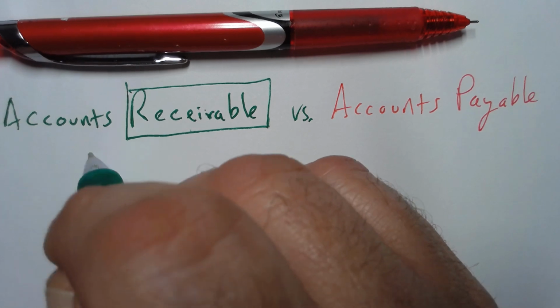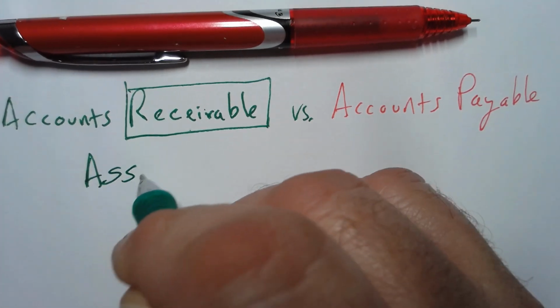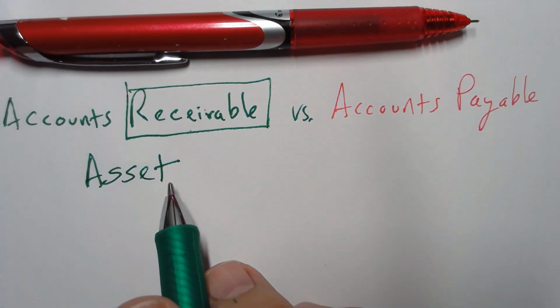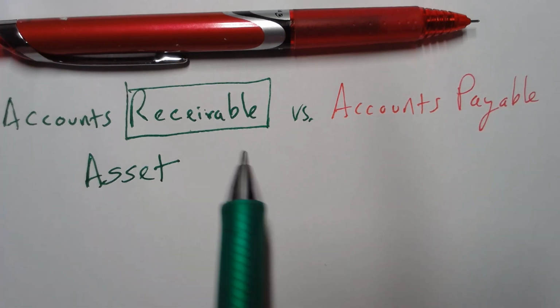So an account receivable is an asset and will be treated as such on the balance sheet.